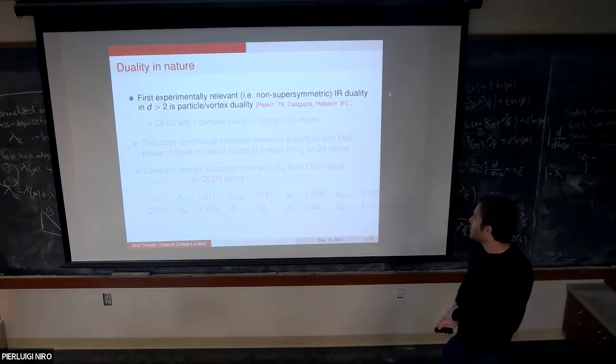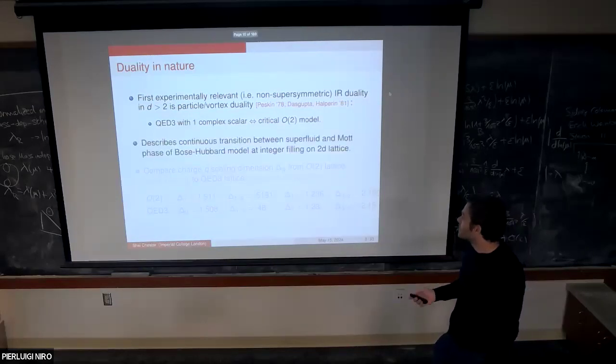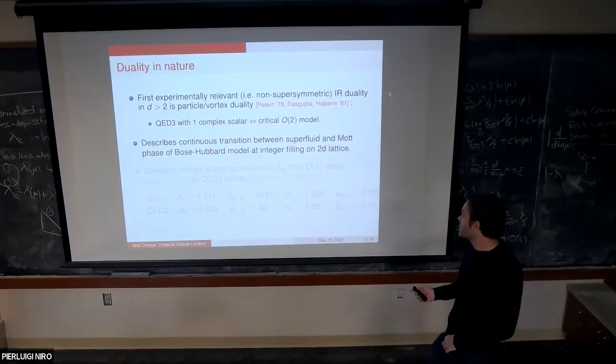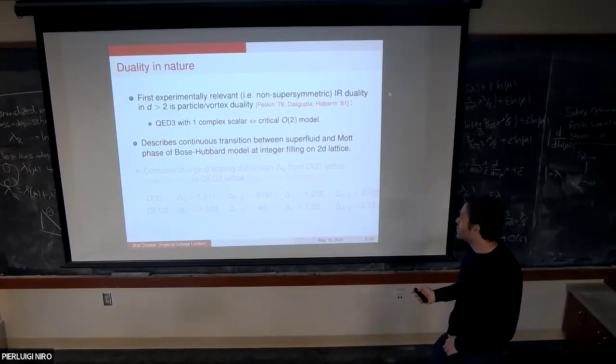The classic duality, dating back to the late 70s, is the particle-vortex duality. It says that quantum electrodynamics in 2+1 dimensions with one complex scalar is dual in the IR to the critical O(2) Wilson-Fisher theory. This is experimentally relevant because it describes continuous phase transitions between the superfluid and Mott insulator phases of the Bose-Hubbard model at integer filling on a 2D lattice.